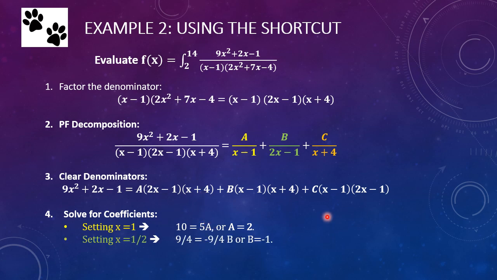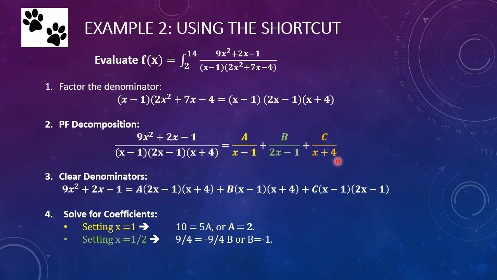We can do this similarly with B, where the left side of the equation becomes 9/4. The right side, 1/2 minus 1 is negative 1/2. 1/2 plus 4 is 4.5, or 9/2. And negative 1/2 times 9/2 is negative 9/4 B. And so we can see here that B is going to equal negative 1 by solving that equation.